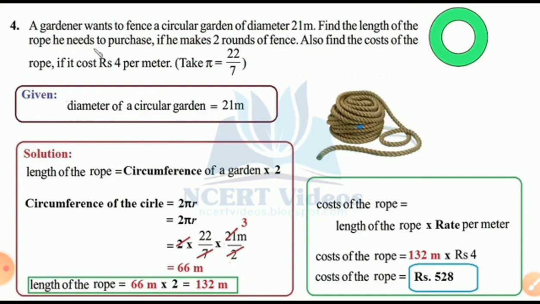Once again I remind you, read the question carefully, you will find it. For the circular garden rope, the circumference is multiplied by 2. 2 rounds, not 1 round, that's why 2. So you can get the circumference of the circle as 66 meter, and multiply by 2, which gives you 132 meter. Easy? Yes.